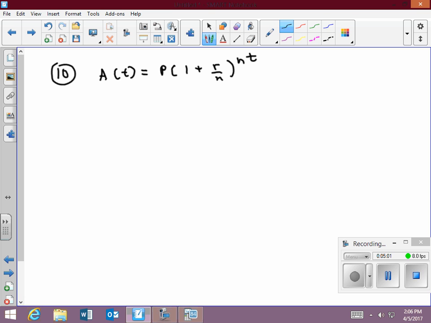So for this specific value, it's A of 8, and it's telling us P is 2,000, and it's 1 plus, and the interest rate is 0.25, so it's 0.0025, and then it's monthly, so n is what? 12, to the 12 times 8.